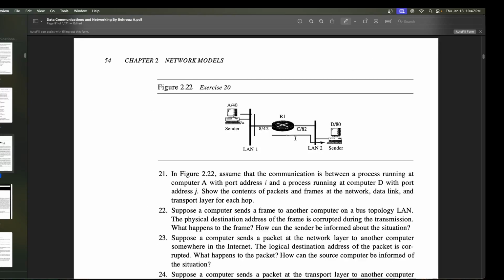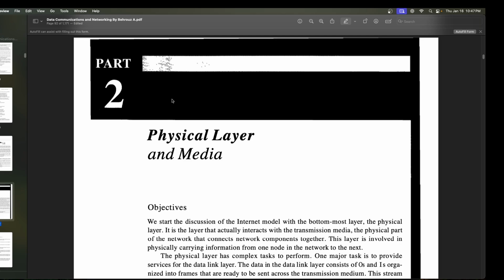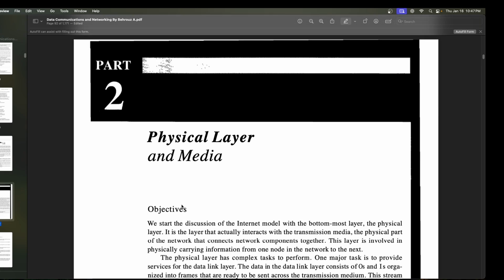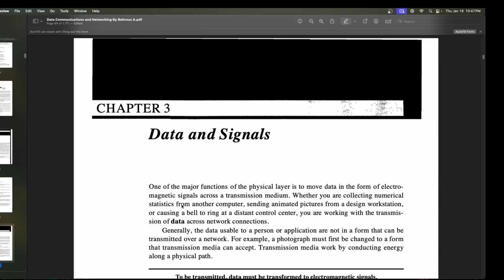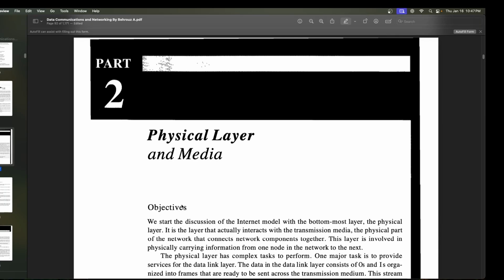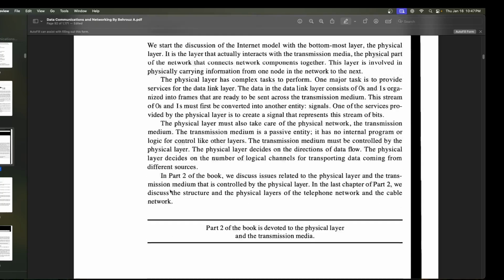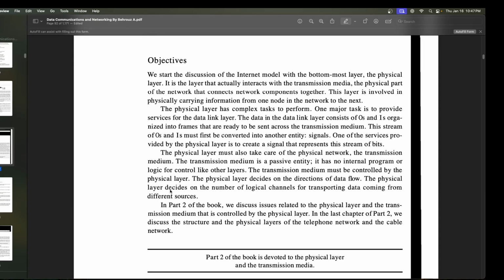This is chapter 2. We start the discussion of the internet model with this layer. The bottommost layer, the physical layer, is the actual layer that interacts with the transmission medium, the physical part of the network that connects network components together.